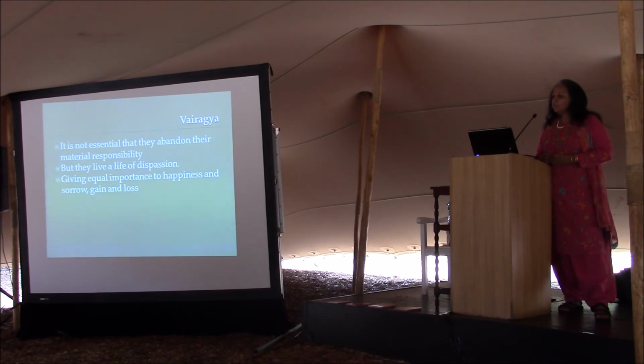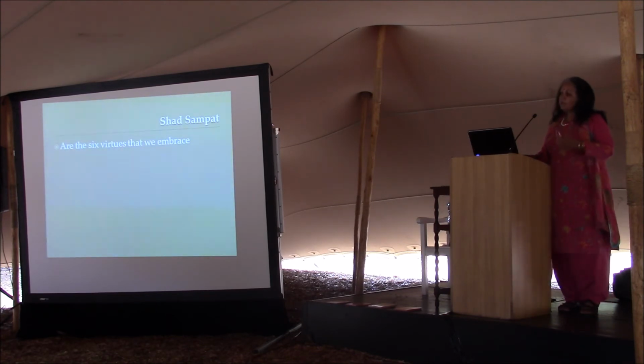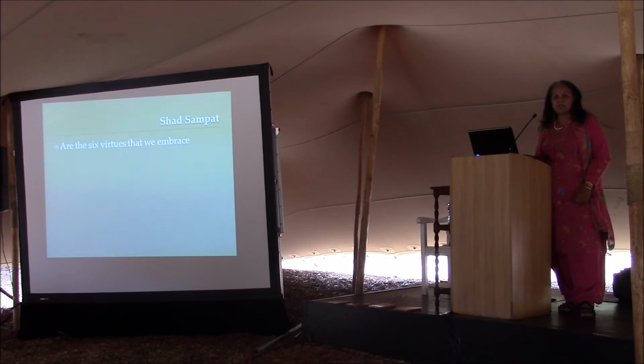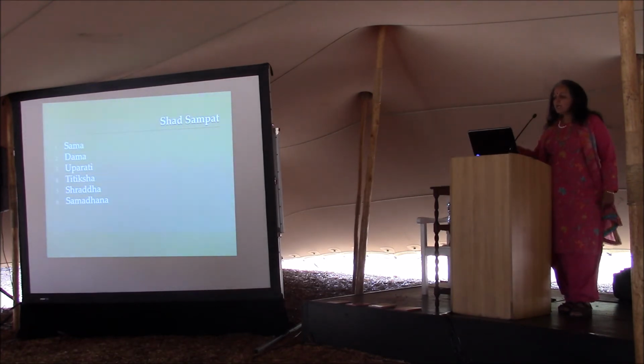Sorry, I went the other way around. So then we get the dispassion, and then we come to the six wealths. So the Shad Sampat, the six virtues. So these are the six virtues: Sama, Dama, Uparati, Titiksha, Shraddha, and Samadhana.